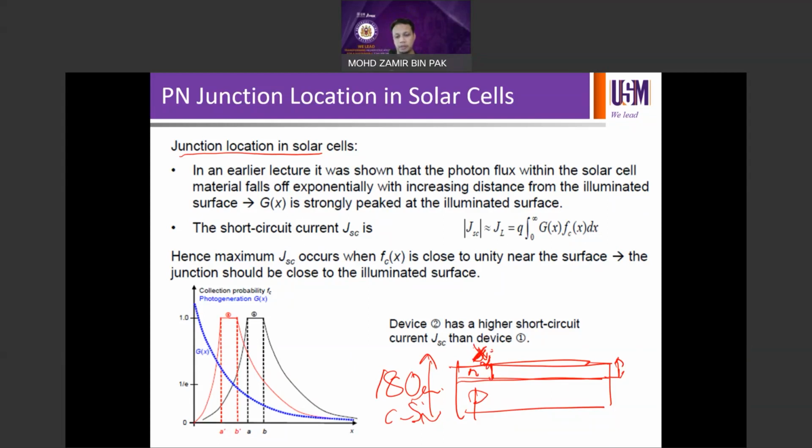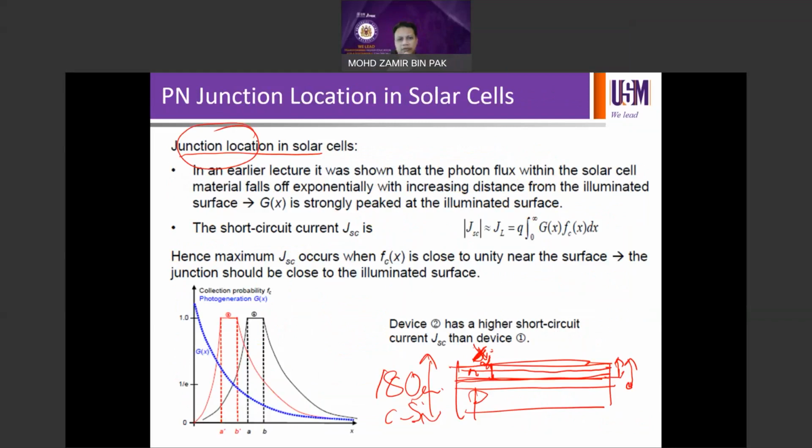So in principle, this is the junction depth, and this is the junction that we are talking about here. How do you then place the depth of this junction? Do you want to go at this depth? Do you want to go at this depth? Do you want to go very deep into the wafer, for example? How do you go about designing the junction location in the wafer so that you can maximize the current collection probability, as we learned in the previous page?